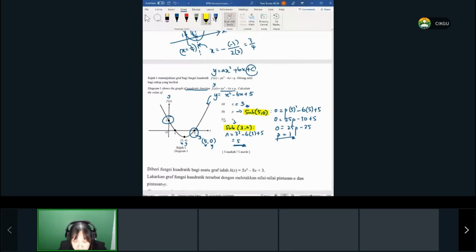Julian, repeat part C, is it? Part C. So, yeah, okay. Then part C, they ask you to find n. So, n is here, right? You see here? This point, right?